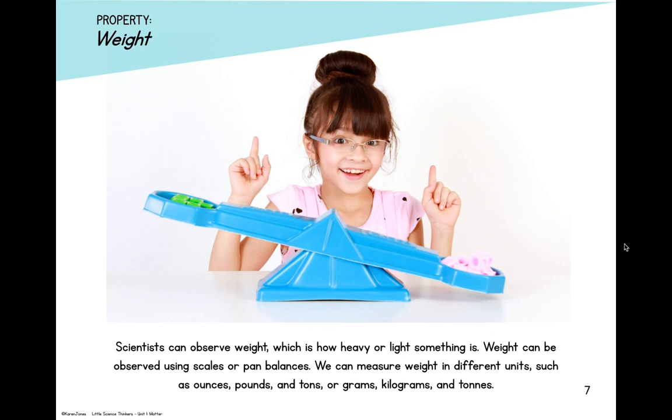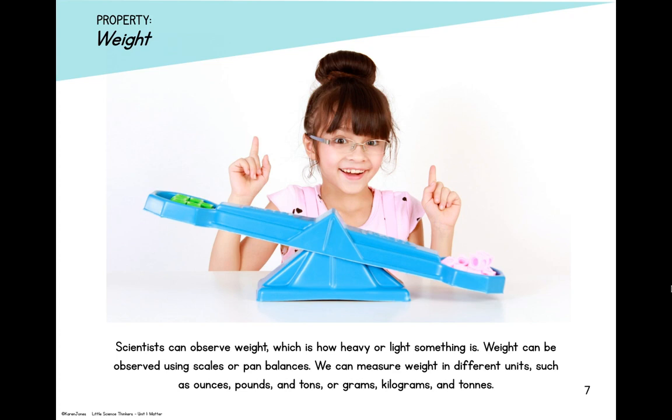Okay, the weight, y'all, we have one of these. Do you remember using this? Scientists can observe weight, which is how heavy or how light something is. Okay, and weight can be observed using scales or pan balances. All right, so this pan balance is kind of what we used the other day when we were measuring. We can measure weight in different units, such as ounces, pounds, and tons, or grams, kilograms, and tons, spelled differently.